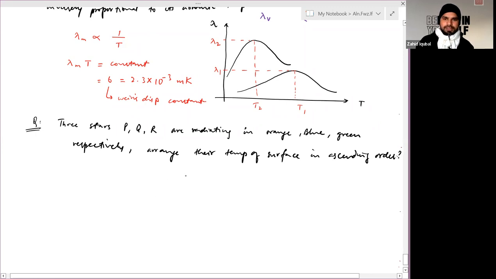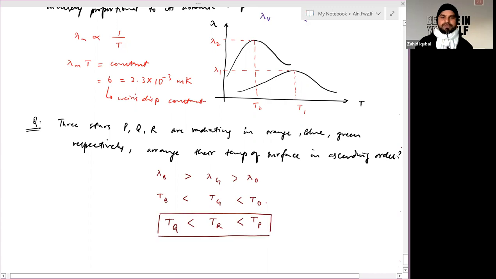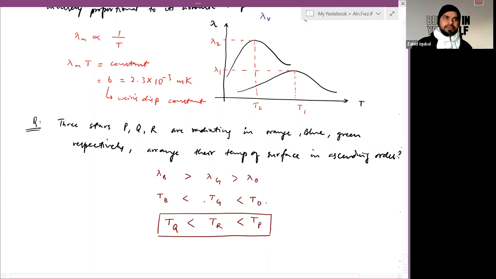Good, Ifra. So in this part, according to VIBGYOR, blue has the minimum wavelength, then green, and then orange has the maximum wavelength. So the temperature of orange will be minimum. Star P radiates in orange color, so it will be TP. In green, star R, and in blue, star Q. So on the basis of the names of the stars, the relation of temperature will be this. Any doubt, Ifra? No, sir.